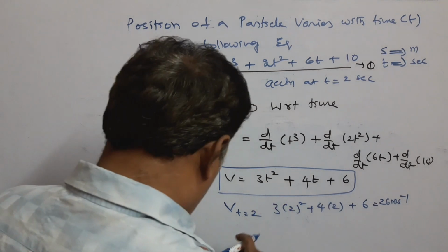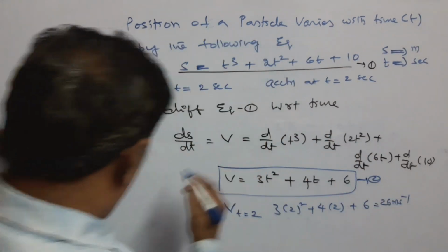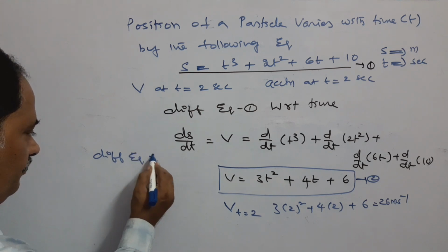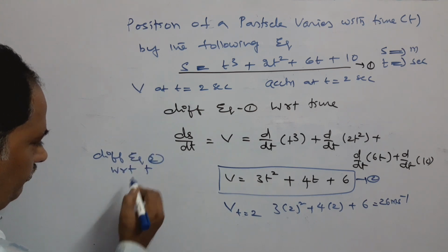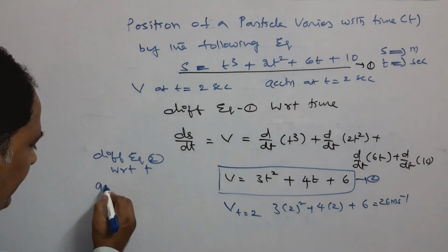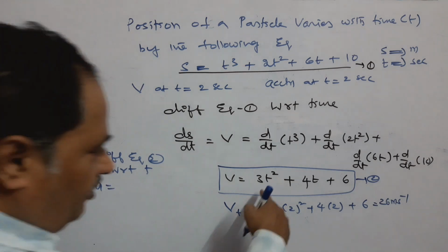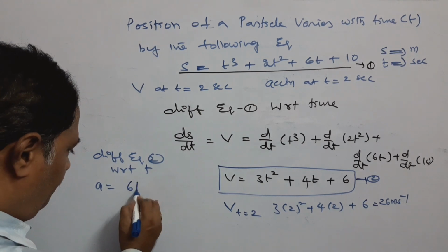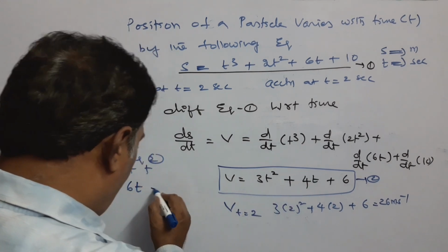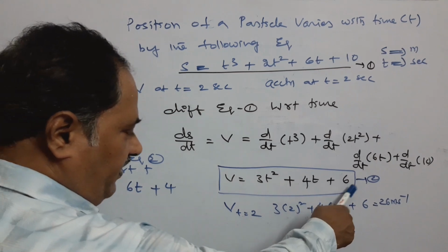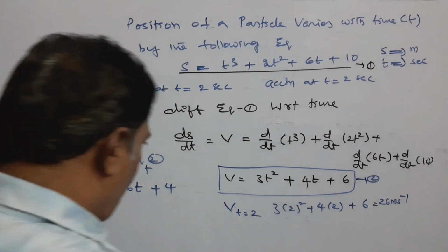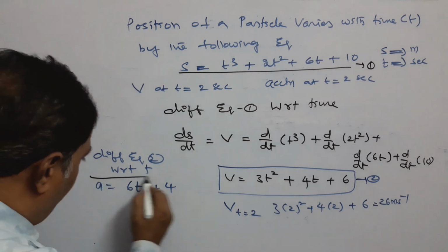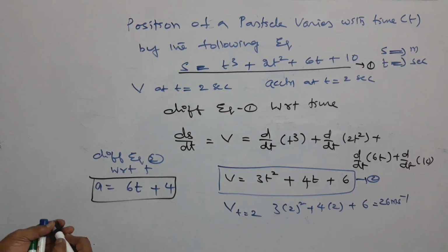Similarly, take this as equation 2. Differentiate equation 2 with respect to time. Then you will get a, the acceleration. T square gives 2t, with the 3 it is 6t. 4t becomes 4. Differentiation of an isolated constant is 0. Hence I can write acceleration a equal to 6t plus 4.